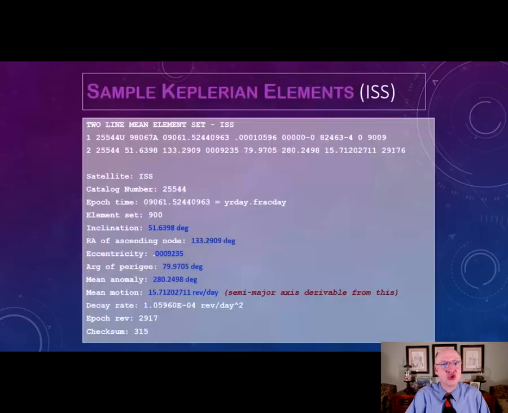And this is basically what the two-line elements look like. And again, don't worry about the details here. I'm not going to ask you to break them down in any detail. But basically, as the name implies, it's two lines of numbers. The numbers are separated by spaces, and each of the numbers has a purpose. So the first one right here is the catalog number.